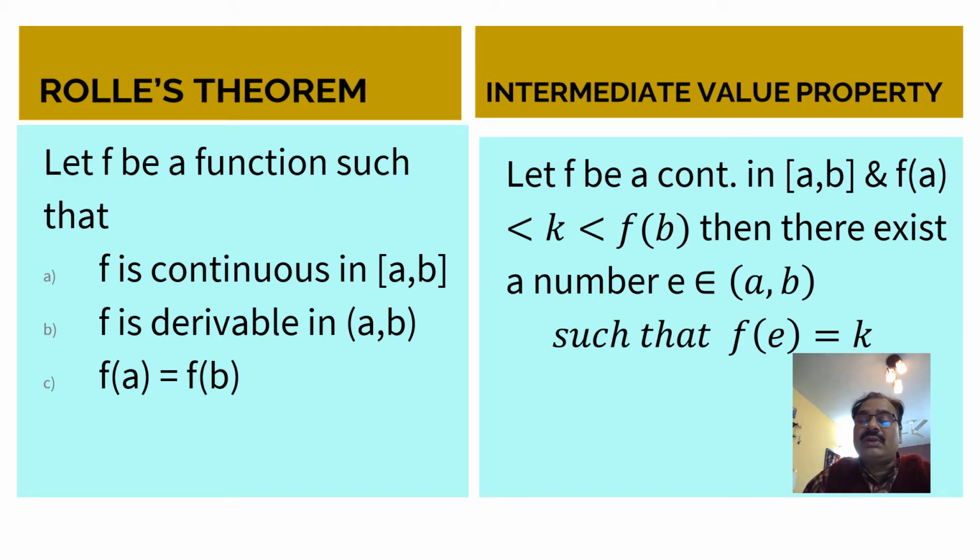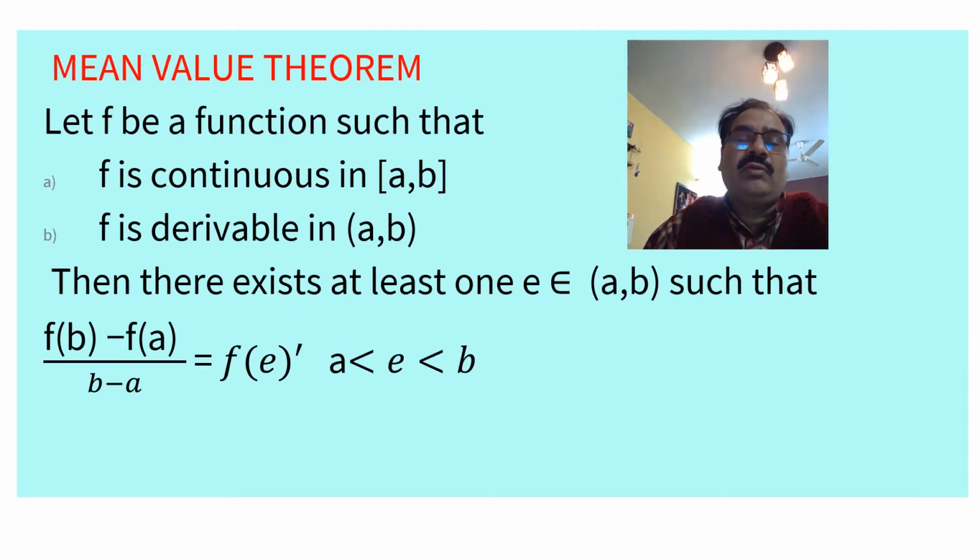And what is the intermediate value property? The intermediate value property says that if f is any continuous function in the closed interval [a, b], and if k is any arbitrary number lying between f(a) and f(b), then there exists a number e in the open interval (a, b) such that f(e) is equal to k. This is the statement of the intermediate value property.